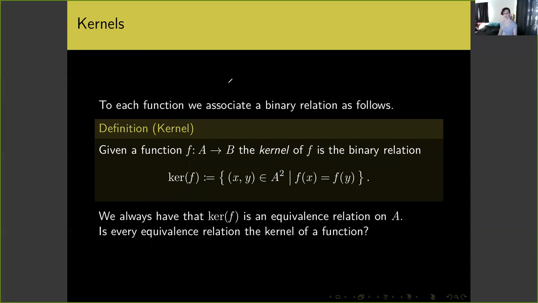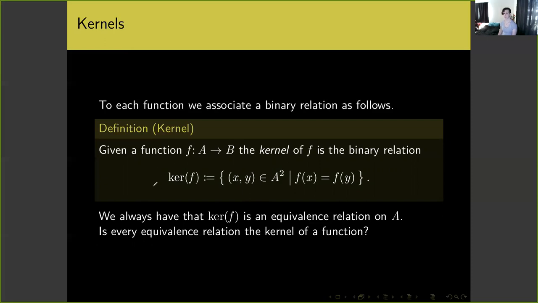Now that we have binary relations fairly established, we can associate to each function a binary relation in the following way. So if I have a function f from a set A to another set B, the kernel of f is the binary relation, which we denote by ker f, which consists of all pairs (x, y) in A squared so that f(x) is the same element of B as f(y). This is the kernel of the function f. It itself is a set of pairs whose entries belong to A, and so the kernel of f is certainly a binary relation on A. We actually always have that the kernel of f is an equivalence relation on A for any possible function f. That's also a fairly direct verification that I will leave to you.